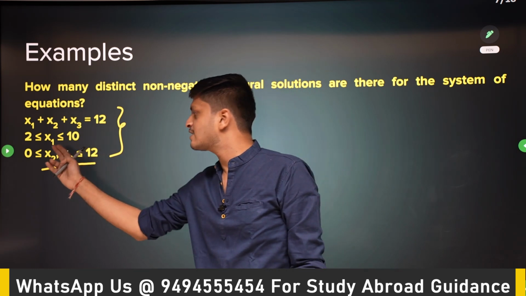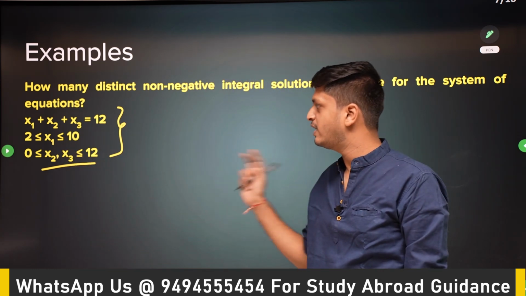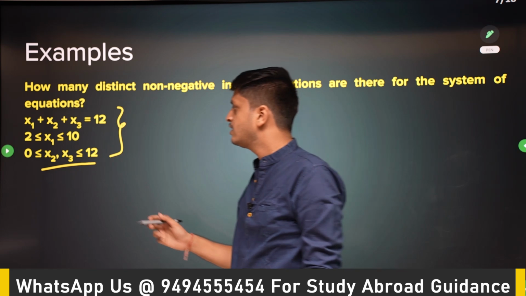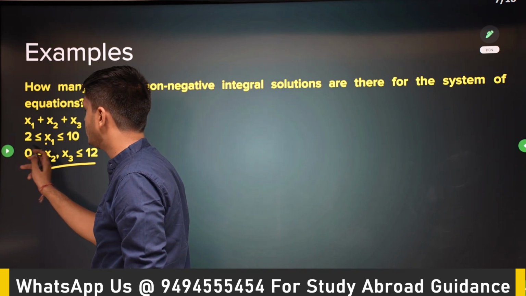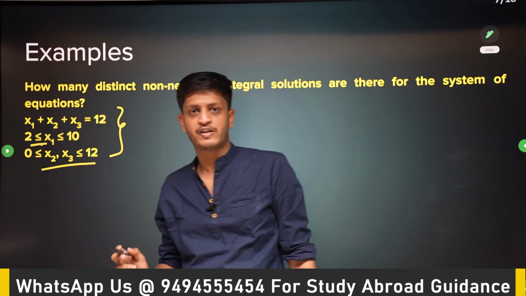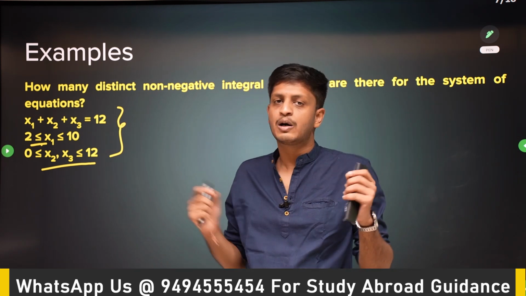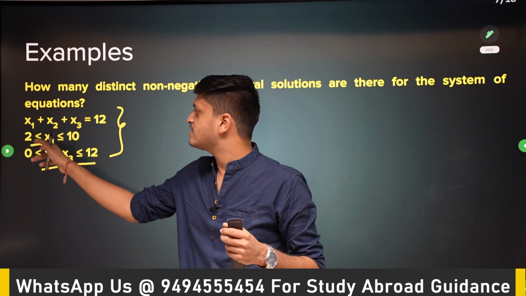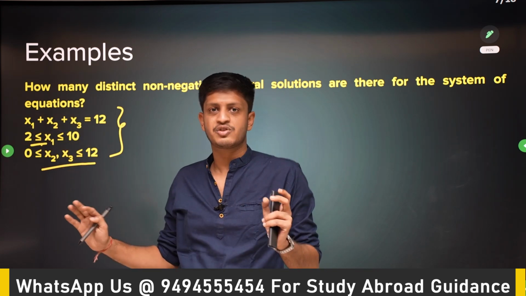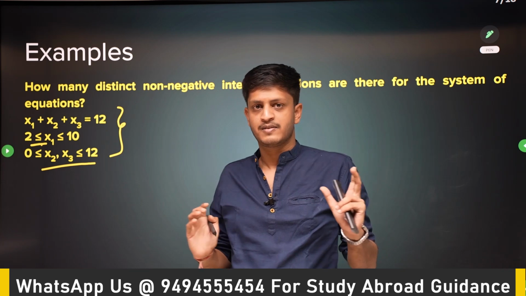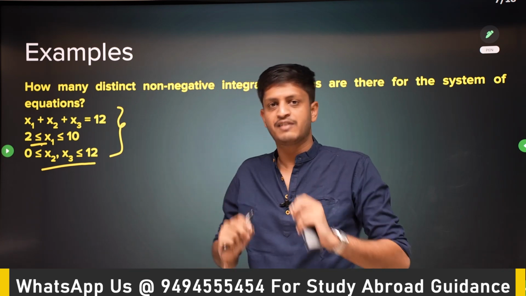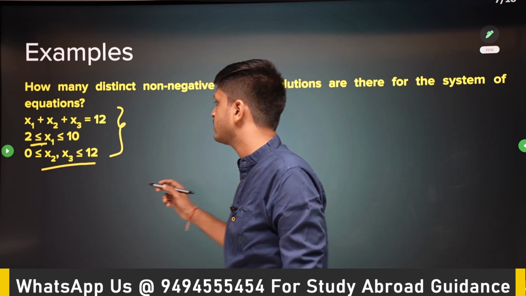There is a restriction on x1 though. It has to be between 2 and 10. This side inequality we already know how to solve. If x1 has to be greater than or equal to 2, that we already know how to solve. Just give at least 2 to x1, so write x1 as 2 plus a. We will do that first and then we will see how to solve the problem.